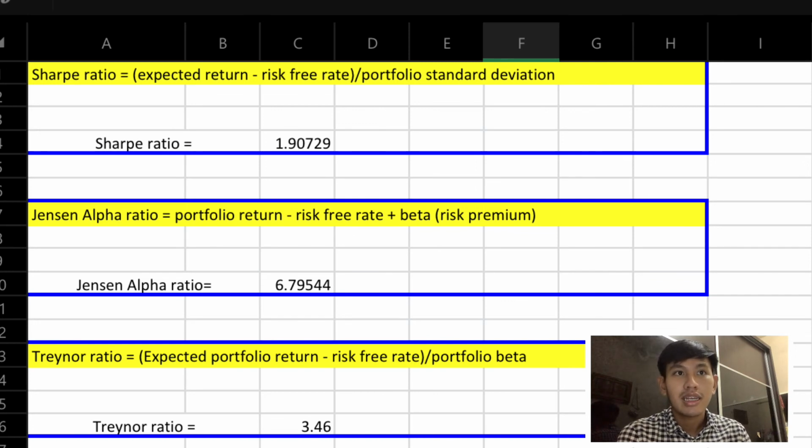And then next, Jensen alpha ratio, we find it by subtracting the risk-free rate from the portfolio return and then subtracting beta multiplied by the risk premium, and I get 6.795 for Jensen alpha ratio. Also indicates a good ratio because it is more than 1. And for the last ratio, which is Treynor, we subtract the risk-free rate from the expected portfolio return and divide by the portfolio beta, and the answer is 3.46. Also indicates a good ratio because it is more than 1.